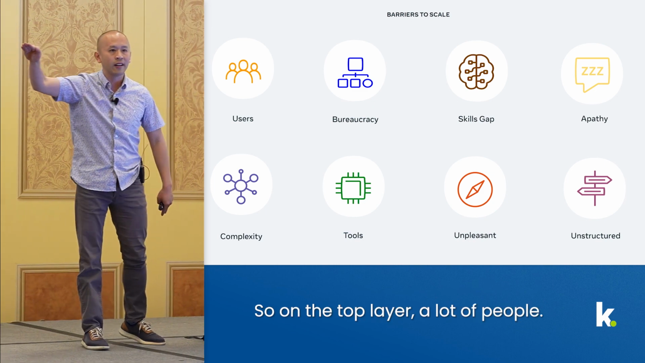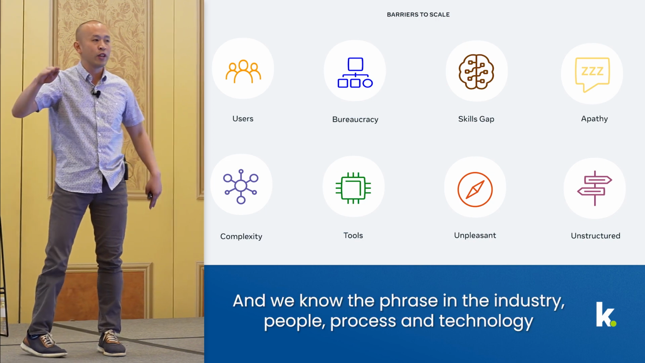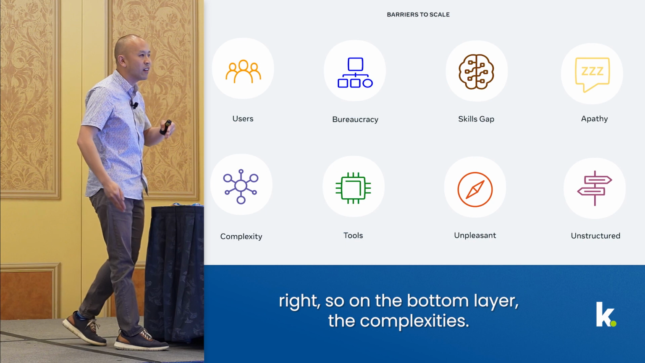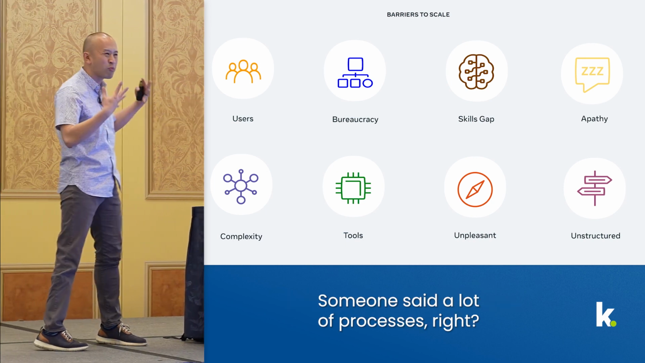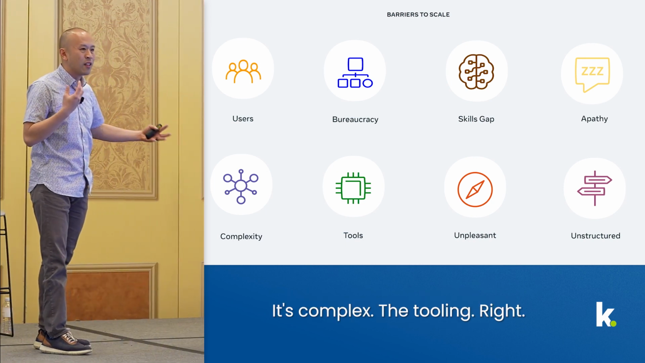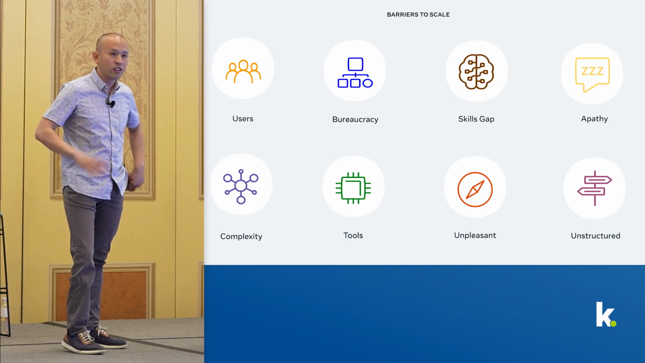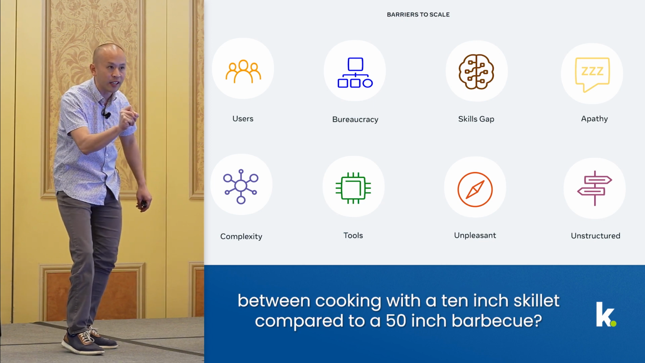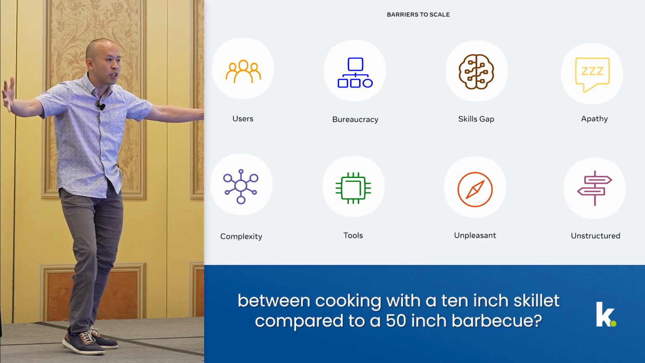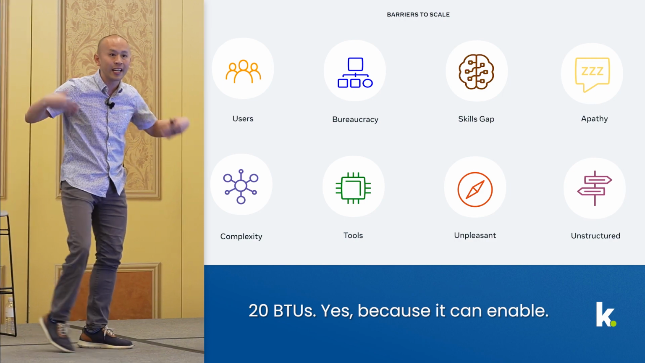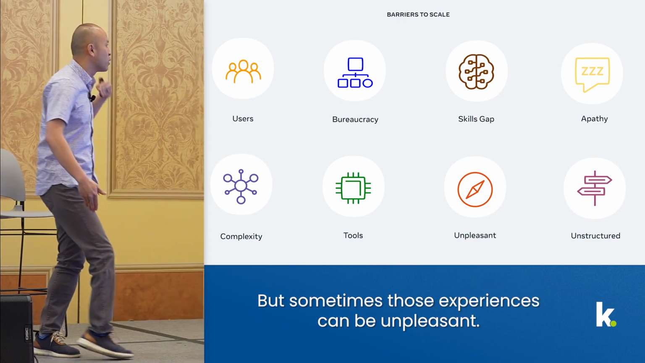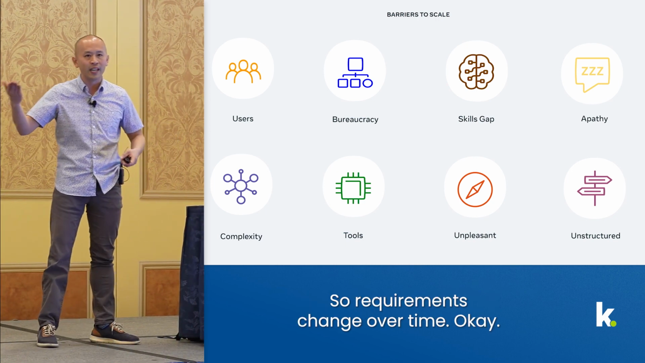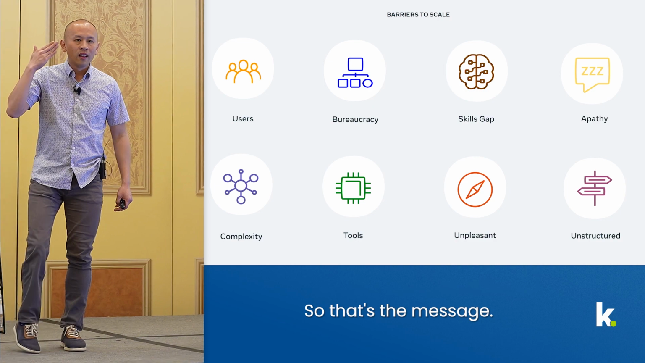So on the top layer, a lot of people, right? And we know the phrase in the industry, people, process, and technology, right? So on the bottom layer, the complexities. Someone said, like, a lot of the processes, right? It's complex. The tooling, right? Would you agree there's a fundamental difference between cooking with a 10-inch skillet compared to a 50-inch barbecue, 20 BTUs? Yes? Because it can enable, right? But sometimes those experiences can be unpleasant, I don't know how to do it, or unstructured, so requirements change over time, okay? So that's the message here.